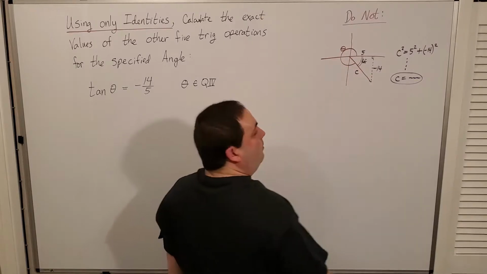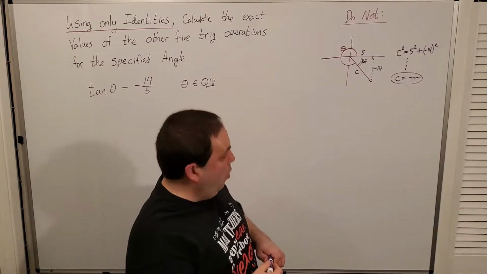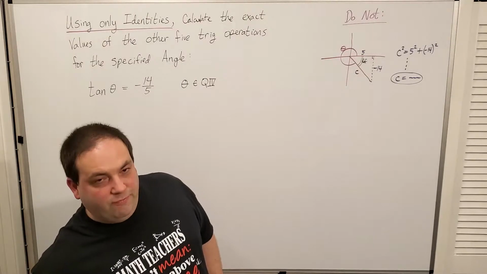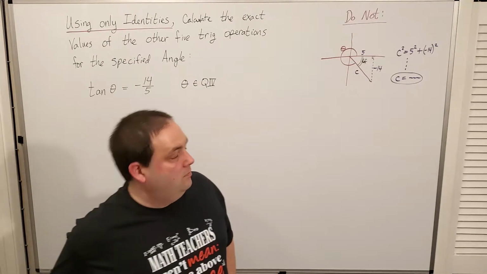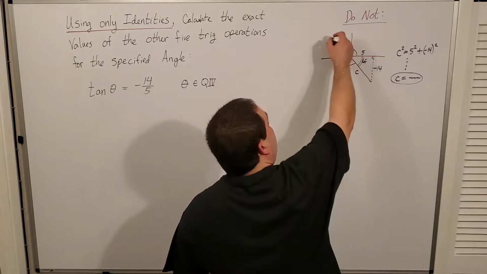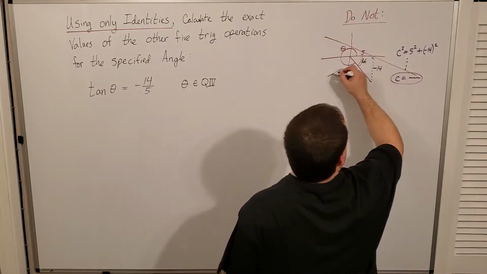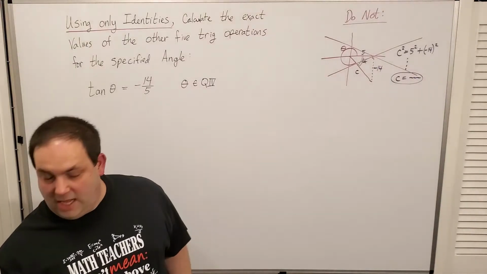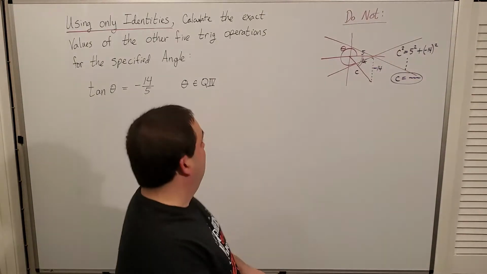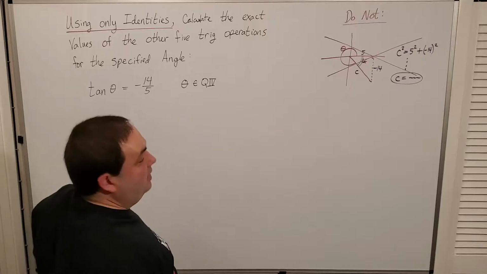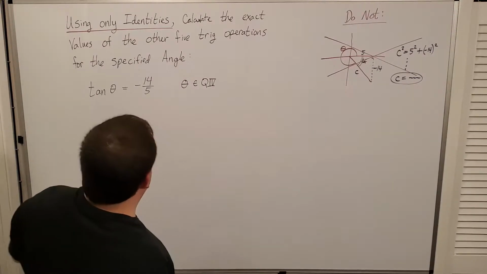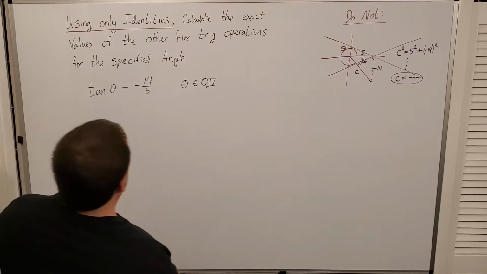and then I could set up whatever trig ratio I want, because I've got all three sides of the right triangle formed by that angle. Do not do this method in this problem. That method is very efficient, but it is not the one asked for. It specifically says using only identities. So that's what we're going to do now. Here's the actual way to work this problem.